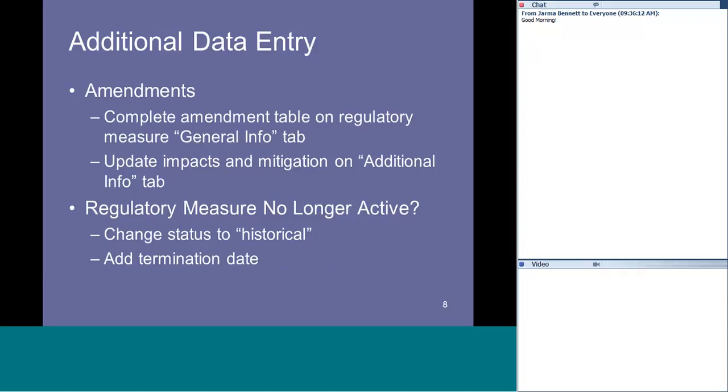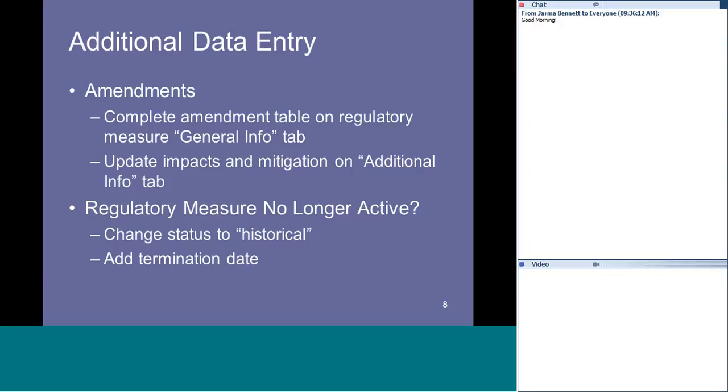So the first one is what if your certification is amended? We have an amendments table in the regulatory measure on the general info tab that you would fill in, just saying when it was amended and if it has a specific number associated to that. And then you go to your impacts and mitigation table, assuming that was part of the amendment that was made, and update that information.